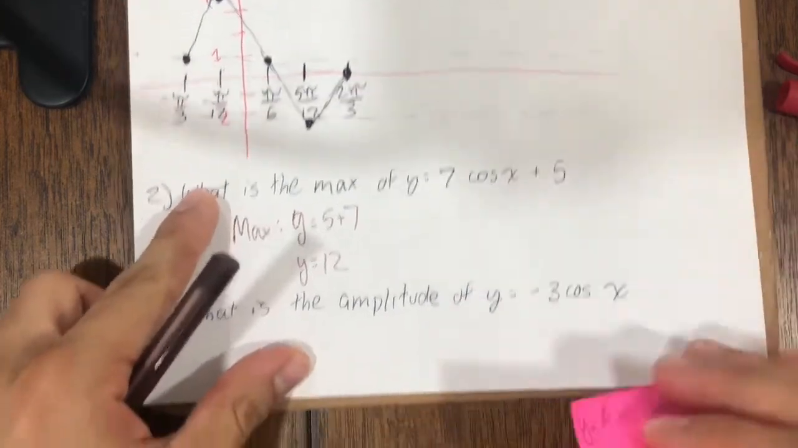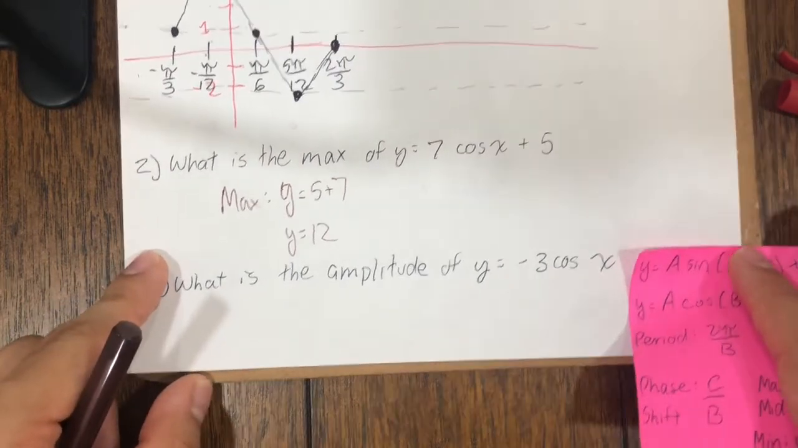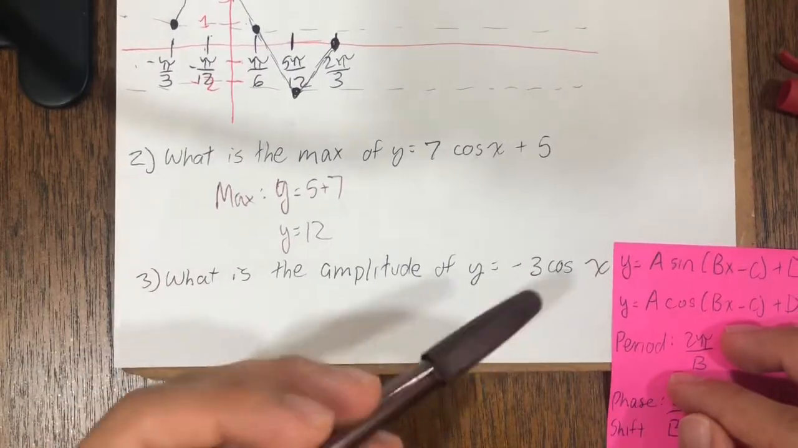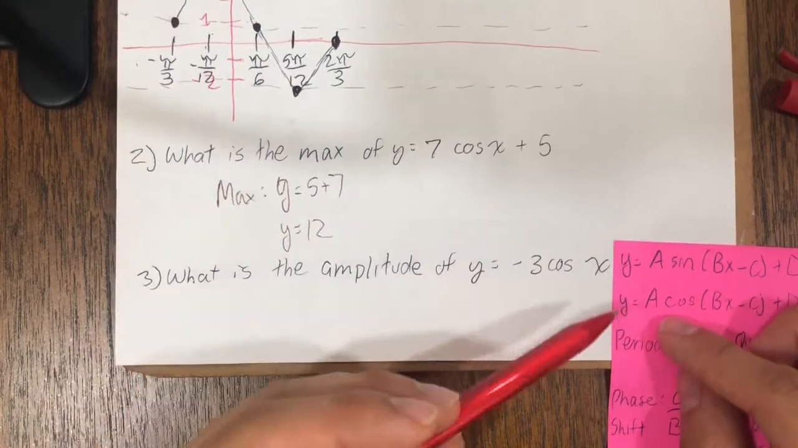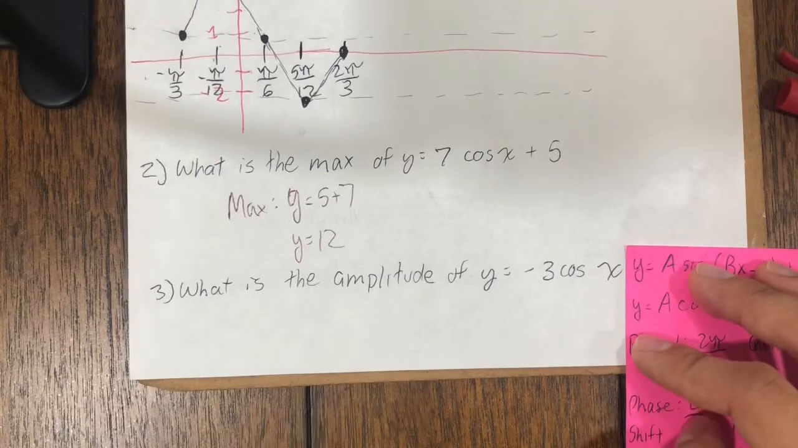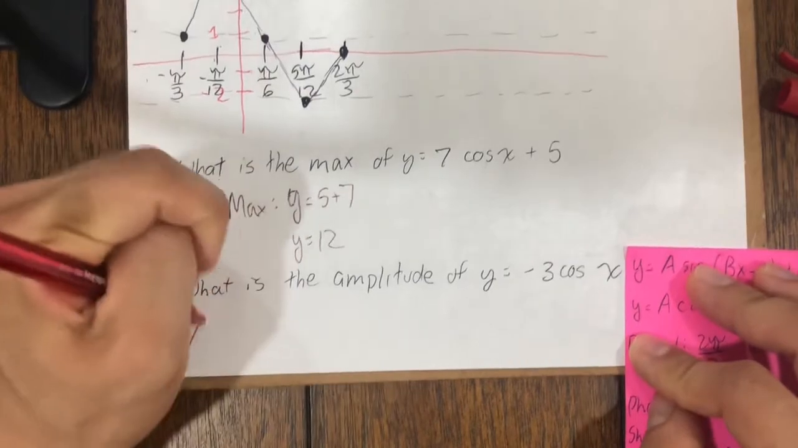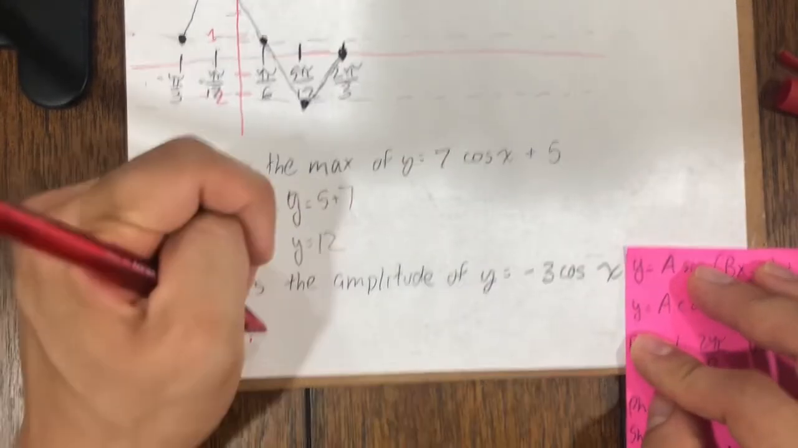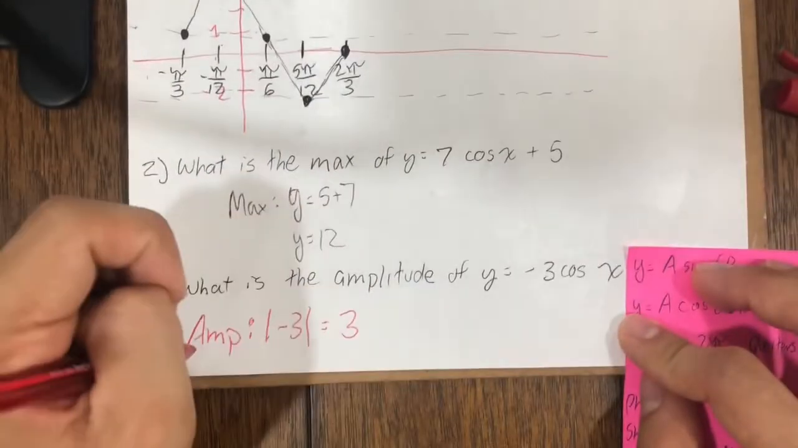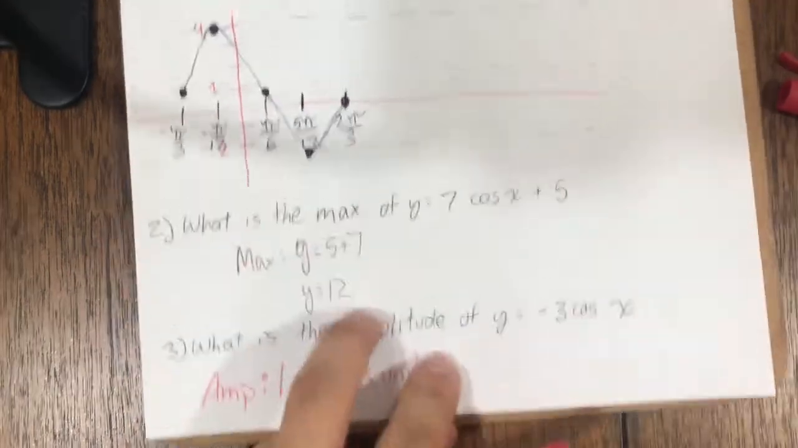All right, now the third question we have, what is the amplitude of Y equals negative 3 times cosine of X? So for this one, we need to take whatever value is A, and we see that negative 3 is in the same spot as A, all right? However, for the amplitude, that represents the measurement. And remember, we can't have negative measurements. So to figure out the amplitude, I'm going to take the absolute value of negative 3. And once we do that, that becomes a positive 3. So the amplitude is going to be 3 units for this specific graph, all right?